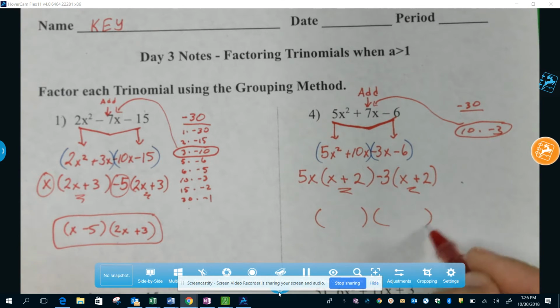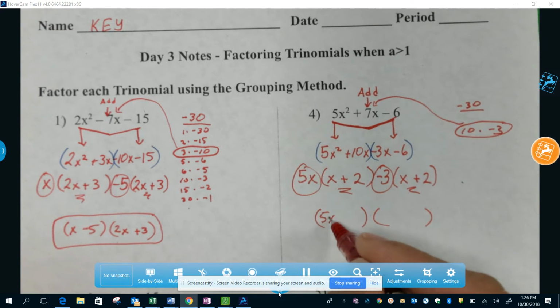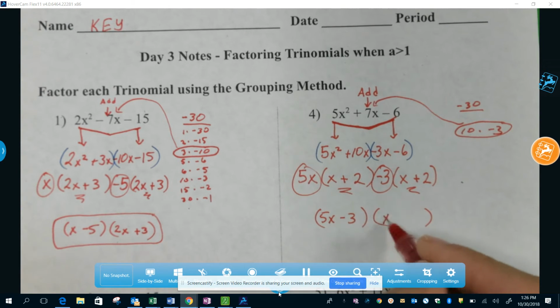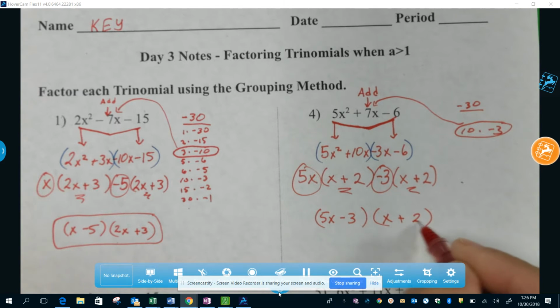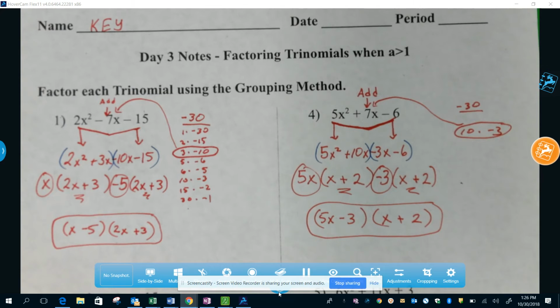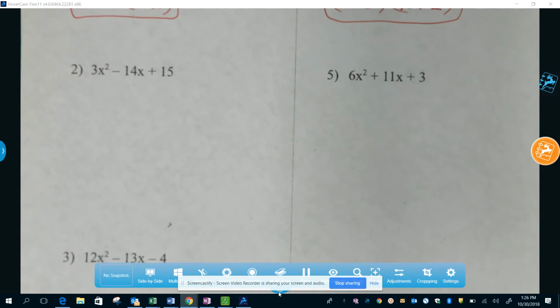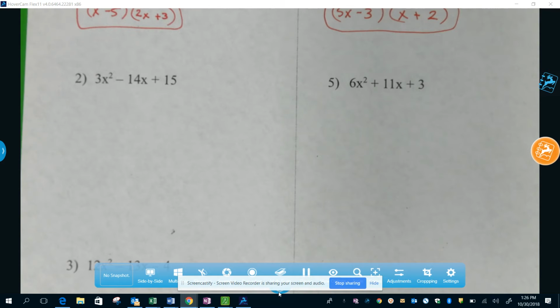So my final answer here, I take my GCFs, 5x minus 3, that goes into one parenthesis, and then the x plus 2 goes into the second parenthesis. All right.